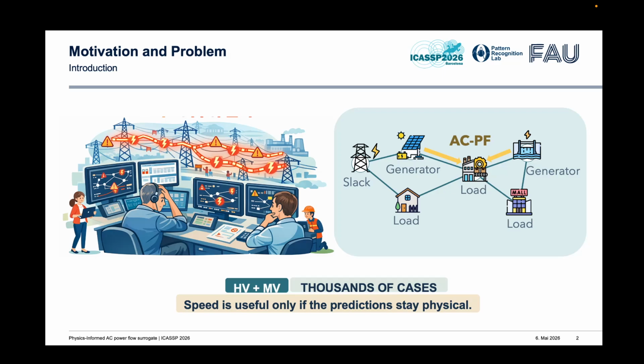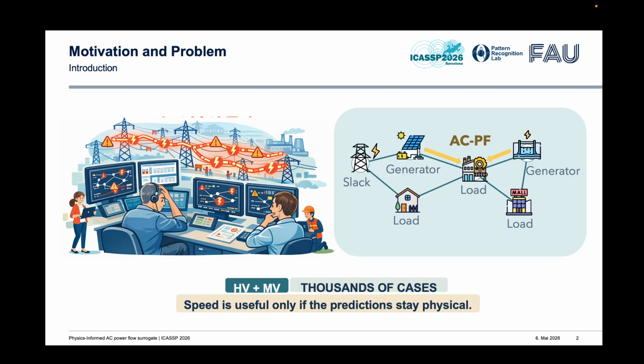So let me first introduce the problem behind this work, AC power flow. In the recent German grid, the penetration of renewable energies and various types of electrical consumers cause grid congestion. And this grid congestion is mainly due to voltage limit violations across all the electrical nodes. So to detect and relieve it, the grid operator needs to solve thousands of AC power flow scenarios in a few seconds. That's the reason the speed of the AC power flow solver is very important. However, the speed is only useful when the solver's predictions stay physically grounded.